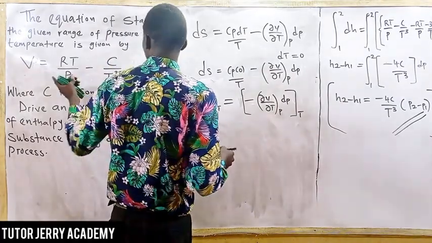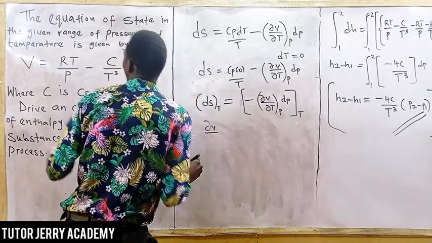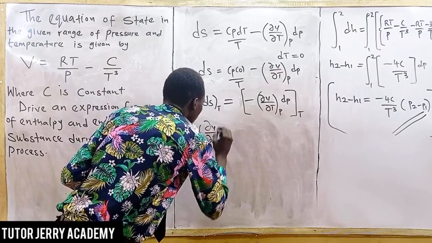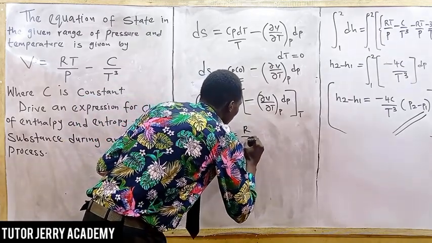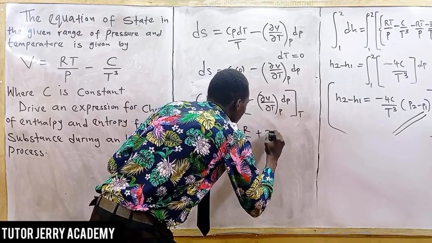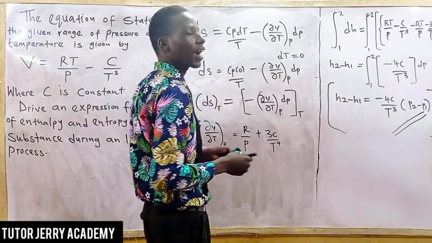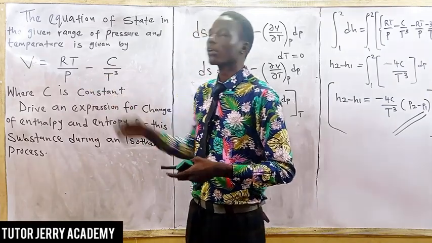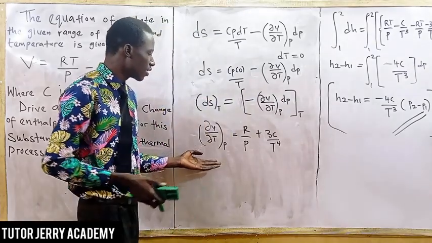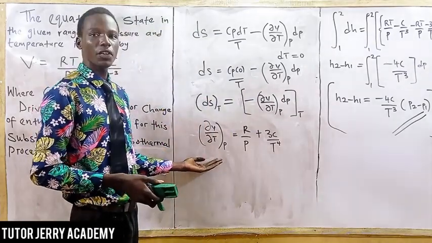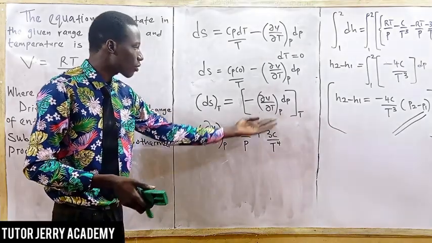If we differentiate this equation of state with respect to T, we'll have the partial derivative of V over the partial derivative of T, keeping P constant, equal to R over P plus 3C over T to the power of 4. This is what we have when we differentiate our equation of state with respect to T. Now we can see that the partial derivative of V over the partial derivative of T, keeping P constant, is equal to this, and we have the same thing here.